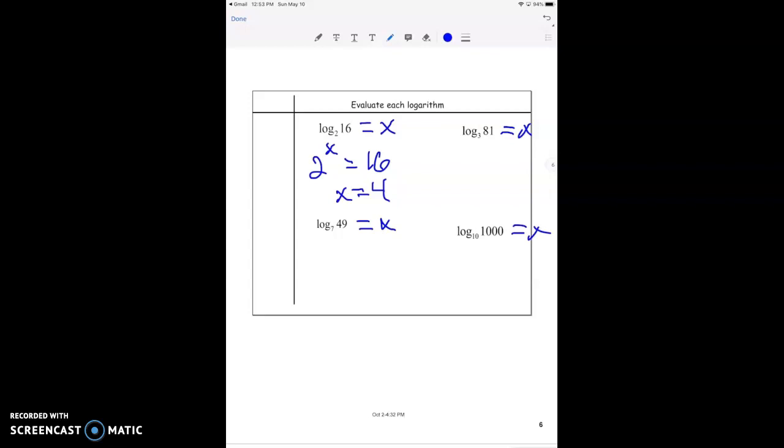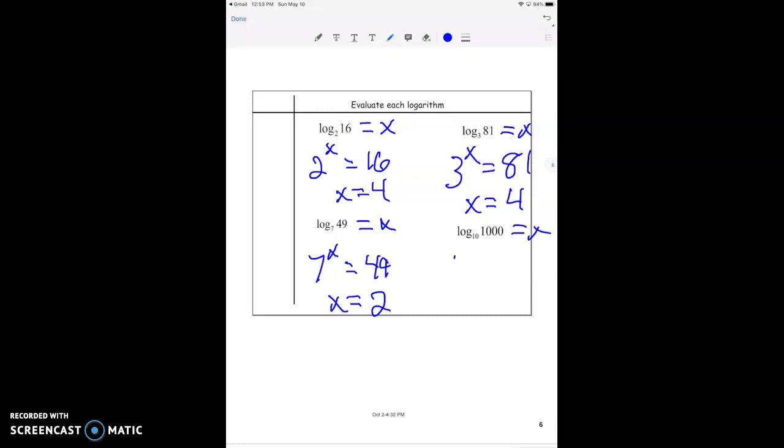Same thing here. Base is 3, x is x, y is 81. I have to figure out what power gives me that. It's 4 again. I'm seeing a pattern already. Base is 7, x is x, y is 49. 7 to what power is 49? Well, 7 squared is 49.